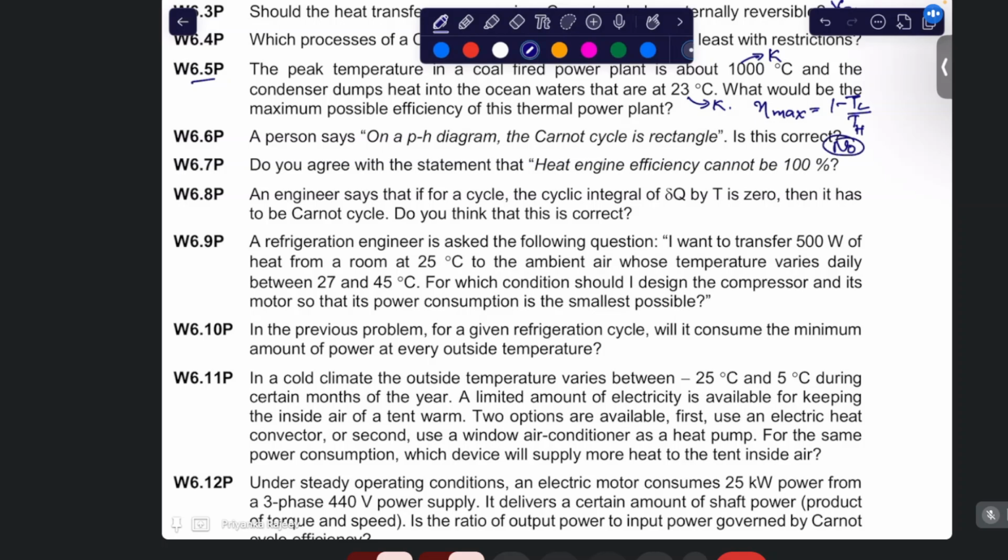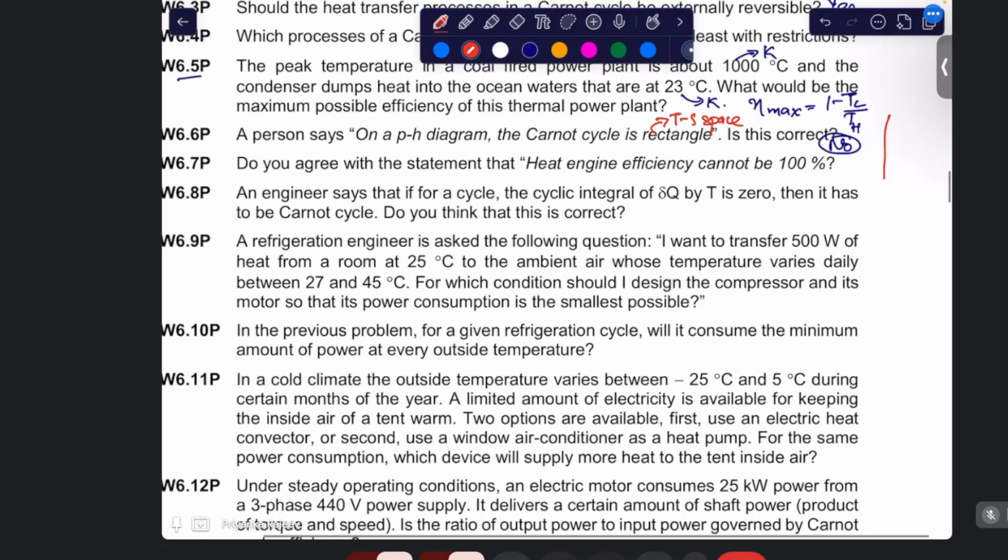So it is a rectangle in TS space. The isotherms will be horizontal lines. Isothermal processes are horizontal lines, and the adiabatic processes will be vertical lines at constant S. Right, so it will be like this.